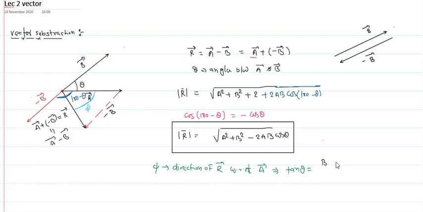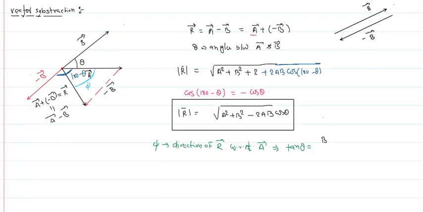theta, B sine theta upon A minus B cos theta.